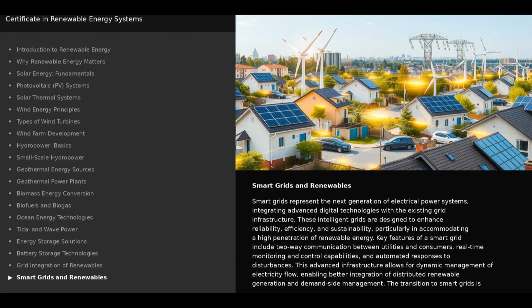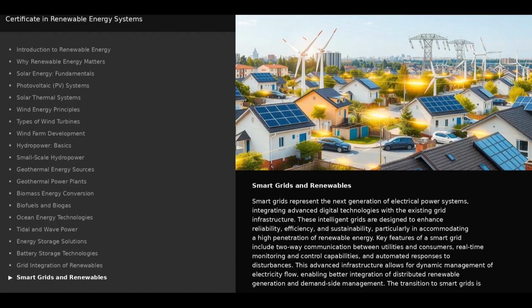Smart grids represent the next generation of electrical power systems, integrating advanced digital technologies with the existing grid infrastructure. These intelligent grids are designed to enhance reliability, efficiency, and sustainability, particularly in accommodating a high penetration of renewable energy. Key features of a smart grid include two-way communication between utilities and consumers, real-time monitoring and control capabilities, and automated responses to disturbances.